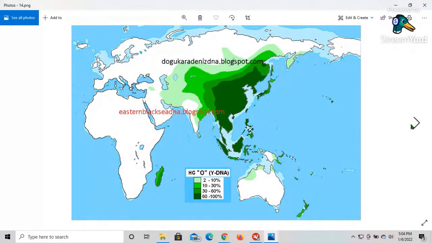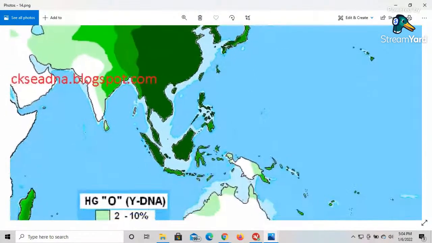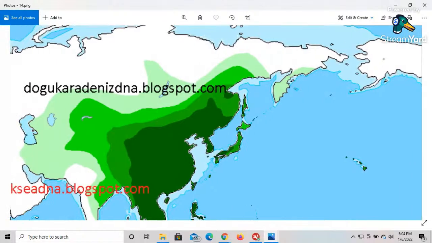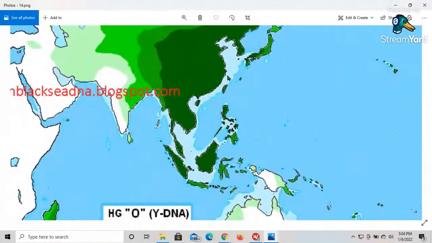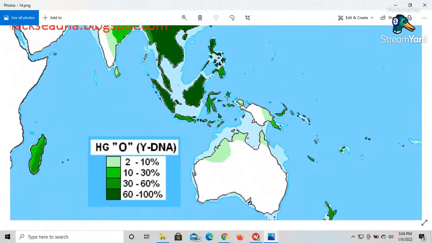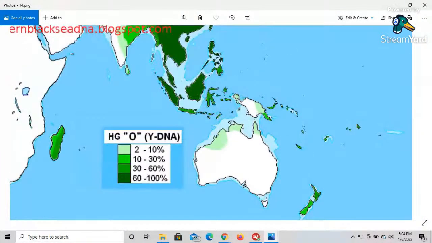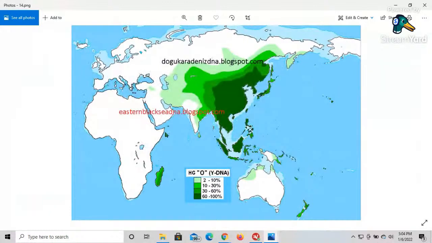Okay, this is the largest population in the world, is the O haplogroup. You can see it's all the way, China, all the way into Mongolia and Japan and such, all the way down Korea, all the way down into the Philippines, as well as the islands, the OY chromosome. Largest haplogroup in the world is Magog.